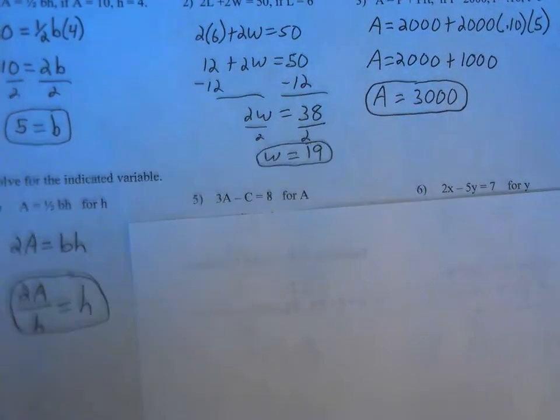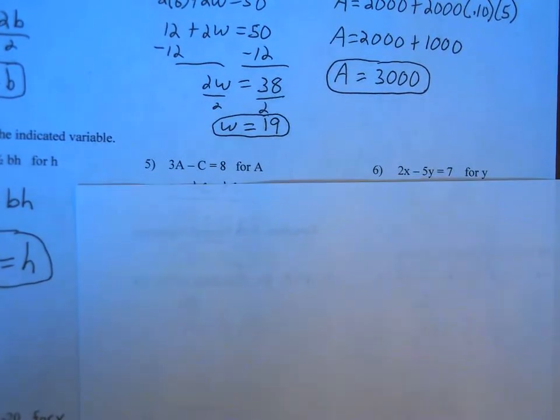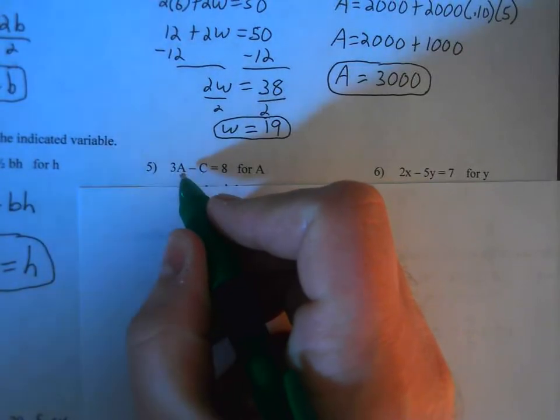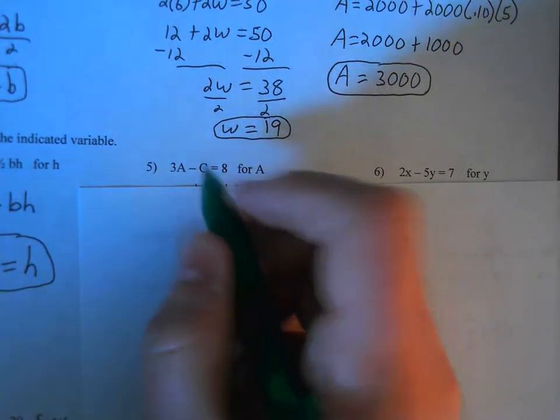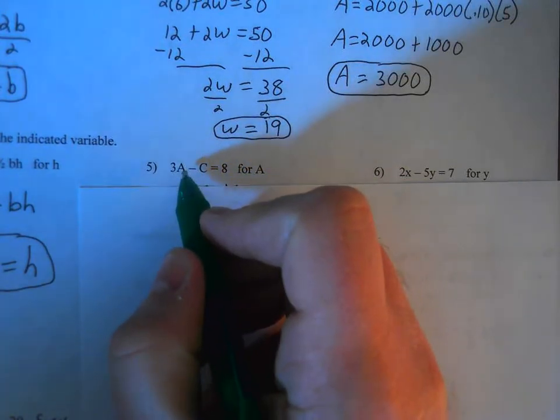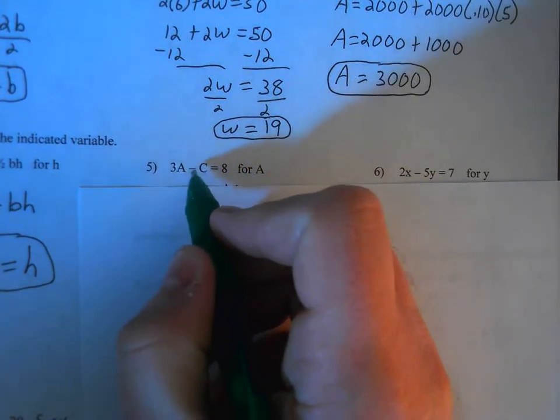Okay, so the next one, I want you to solve for a. So that means we need to get a all by itself. So if we have 3 times a minus c equals 8, to get a all by itself, we need to get rid of subtracting c.